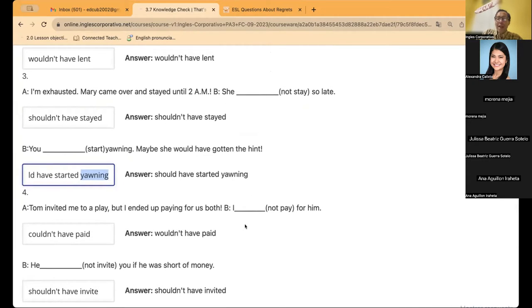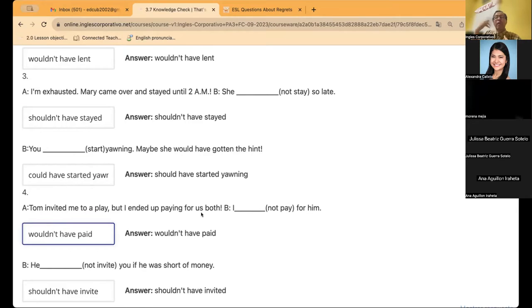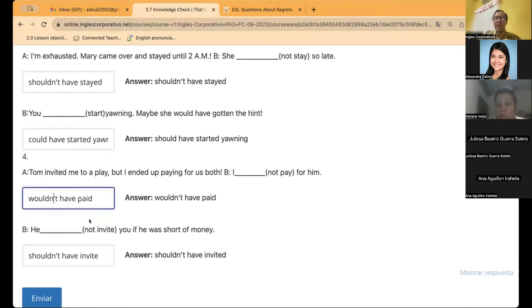Here, I couldn't have paid for him. Not correct. Is I wouldn't. Okay. Because what do you do in that situation? Me? I wouldn't have paid. No, I couldn't. I couldn't is no money, but no money is not correct. Why? Because in the sentence before, it says, I pay for both of us. So your friend, letter B, I don't know. I wouldn't have paid. And then the last one, remember always past participle, not invite, but invited.